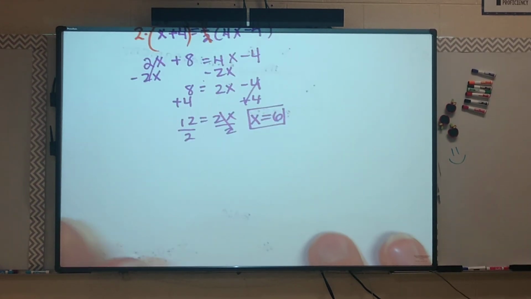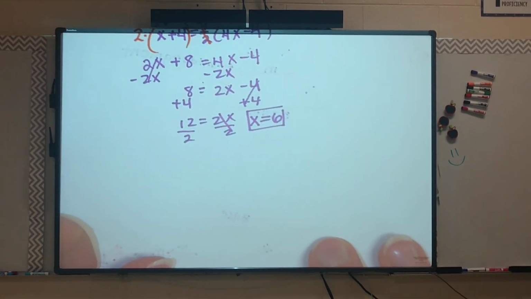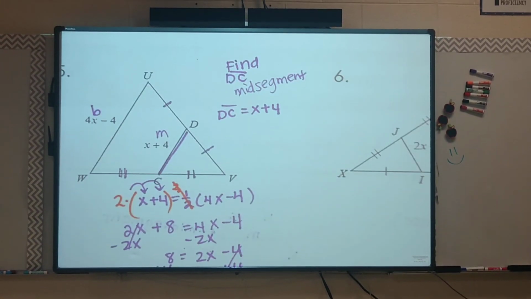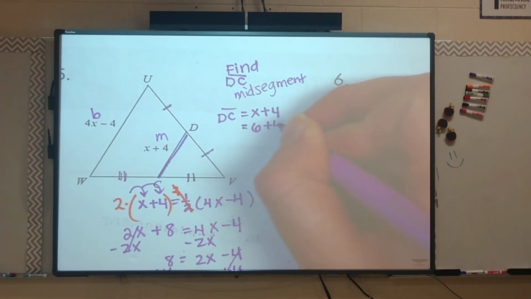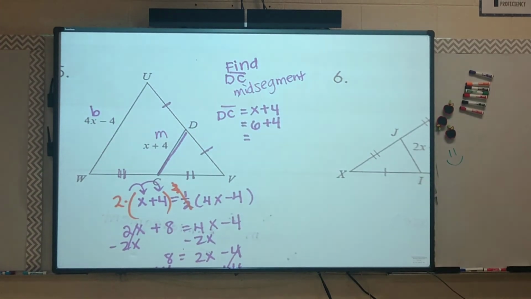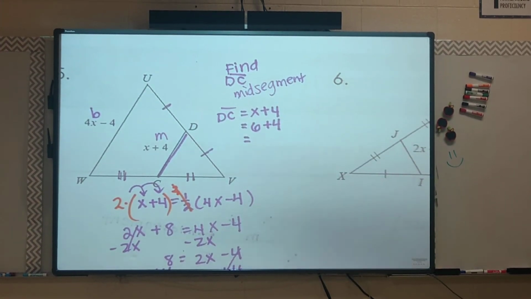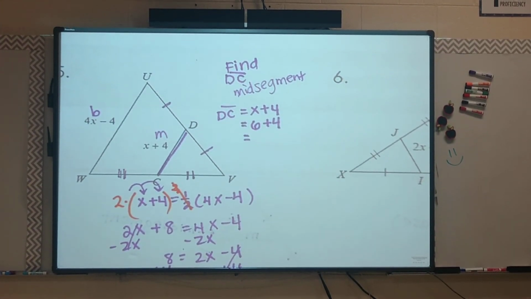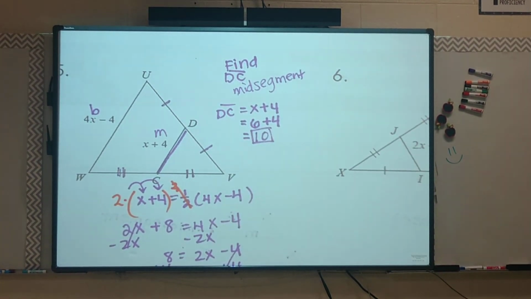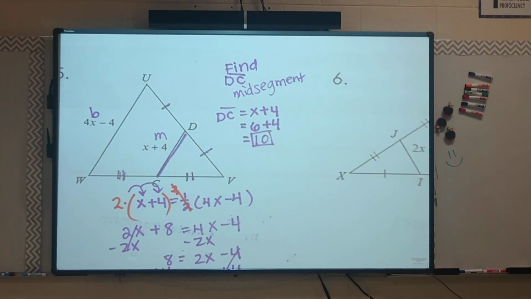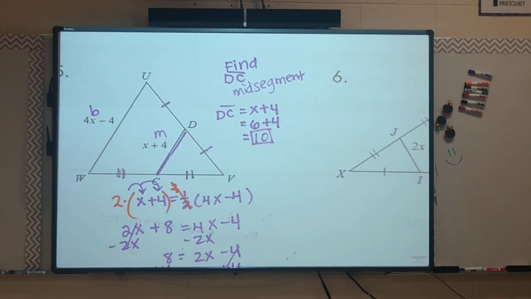So they want the actual measurement. Well, we know what x is, right? x is 6. So now we need to plug in 6 in place of x, and that'll tell me the measurement of DC, which we've kind of already talked about on the front page when trying to check and see if we're doing it right. So 6 plus 4 is 10. So you will see something like that on the practice. Don't be scared of it. You're just plugging x back in.